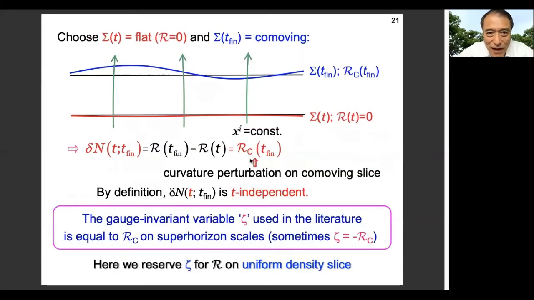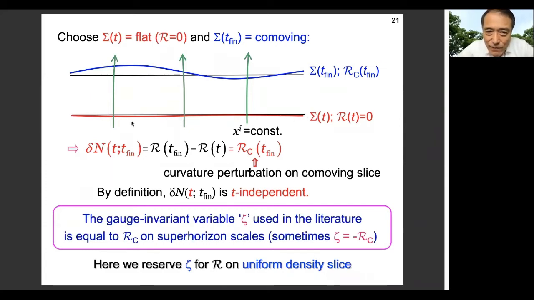Okay. Now, once you fix the gauge, of course, there's some quantity which under the fixed gauge condition may have some physical meaning, and sometimes may be very important. And one of the choices is this. So let us choose the initial slice to be flat, flat slicing.